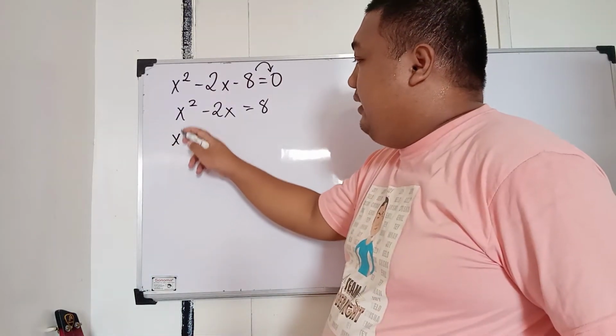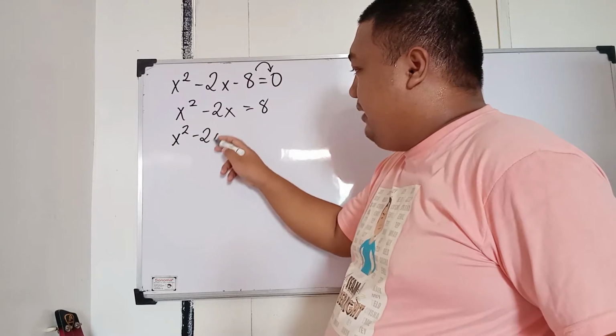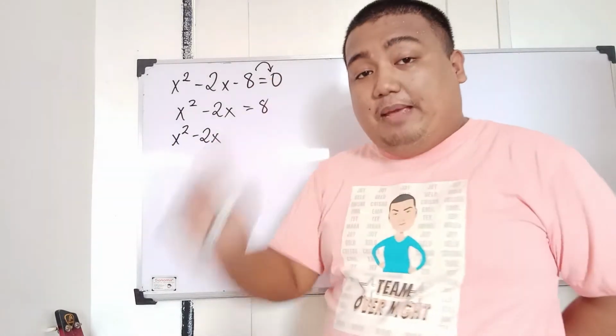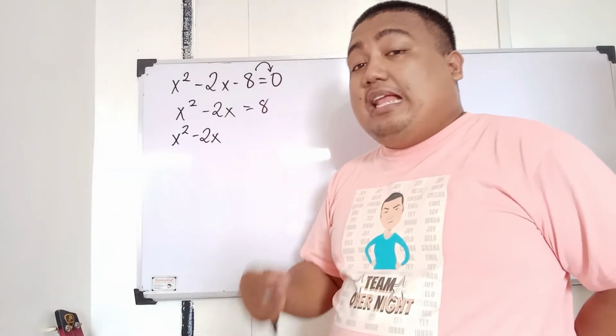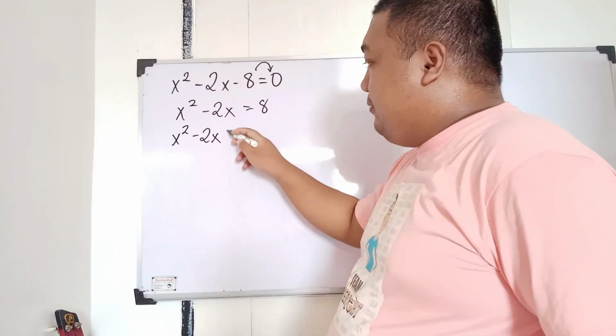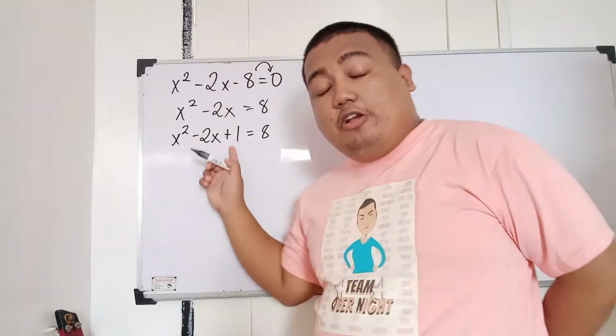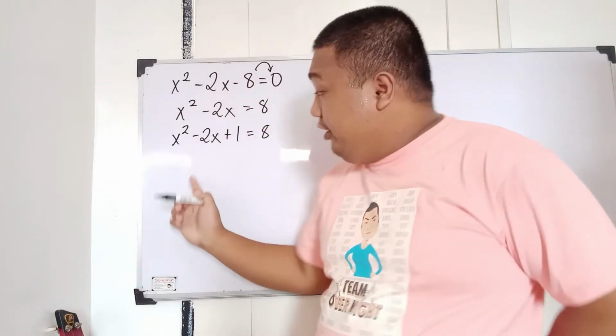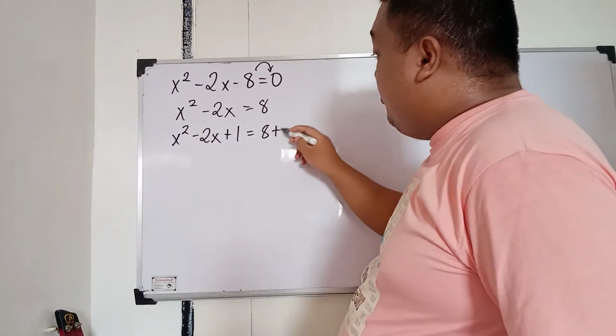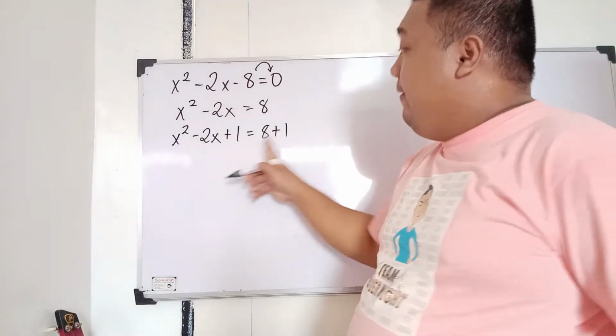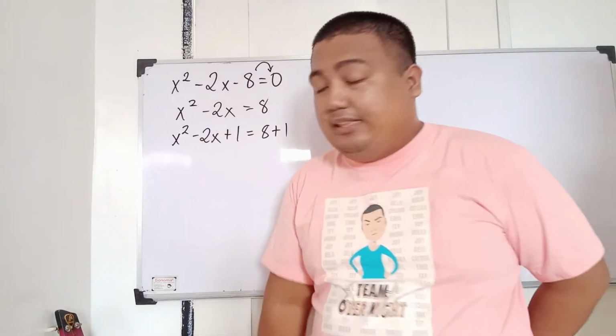So, x squared minus 2x. So, negative 2 divided by 2, that is negative 1. Negative 1 raised to the second power, that is positive 1, equals 8. So, again, kung anong inadd natin sa left side of the equation, i-add din natin sa kabila. So, plus 1. Dahil plus 1 tayo sa left, plus 1 din tayo sa right.